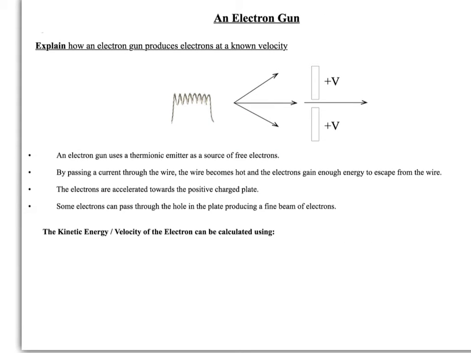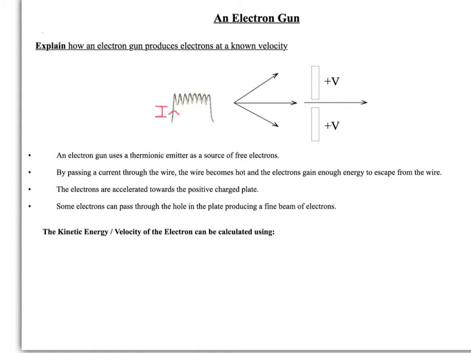So let's look at an electron gun, which is a good source of electrons because you can essentially get out of it a fine beam of electrons travelling at a known velocity, which is something that's useful in the later experiments. So first piece of equipment here, you've got a thermionic emitter. Essentially all you do is you pass a current through it, quite a high current, which causes the filament here to heat up. When it gets hot, electrons gain enough energy and they can escape.